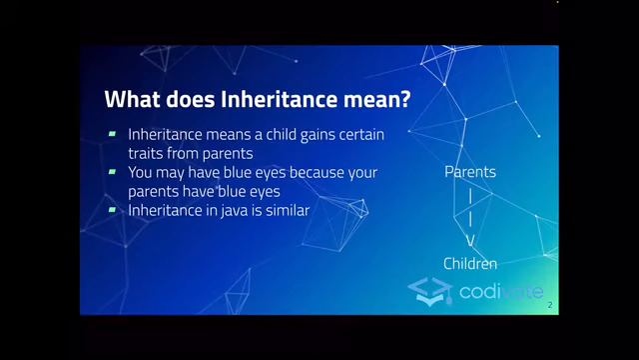So first of all, inheritance in its general meaning refers to when a child has certain traits that it inherits or gets from its parents. For example, you might have blue or brown eyes because your parents have blue or brown eyes and they passed them on to you. Similarly, inheritance in Java also has parents passing on traits to children.